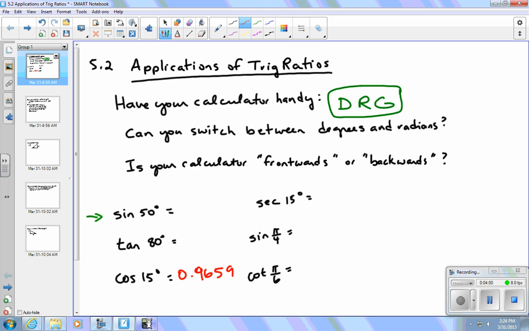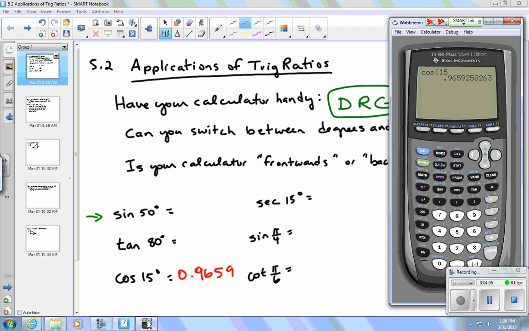Okay, and let's go back and try the tangent of 80 degrees. So the tangent of 80, and enter, and I'm getting 5.6713.